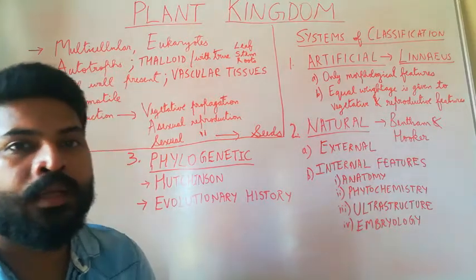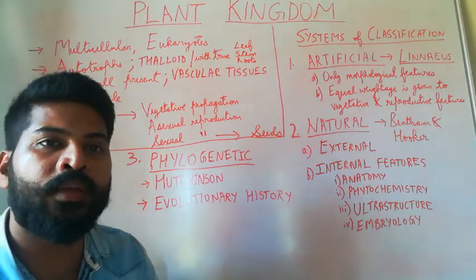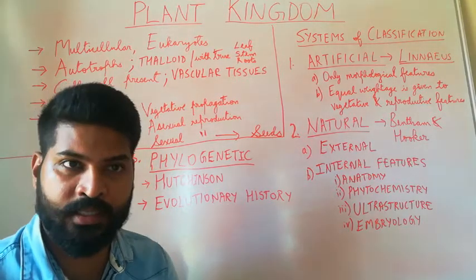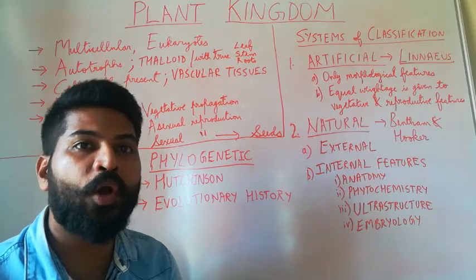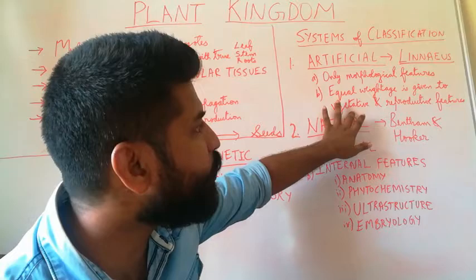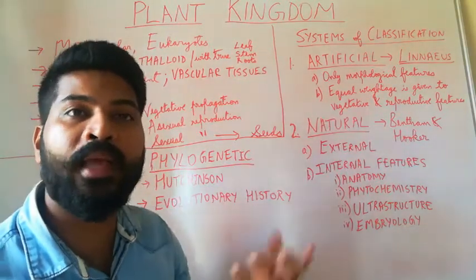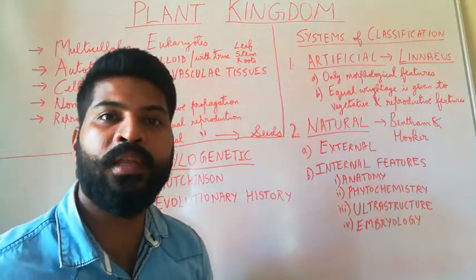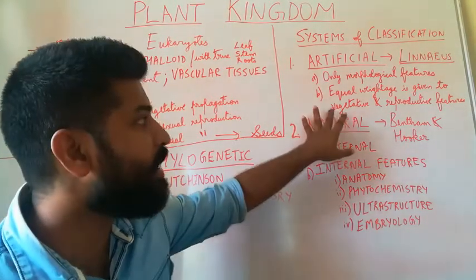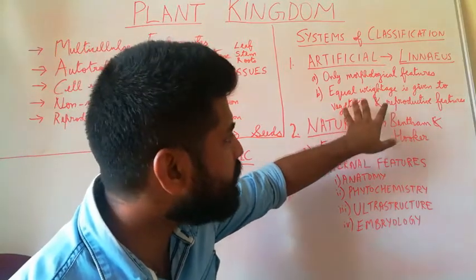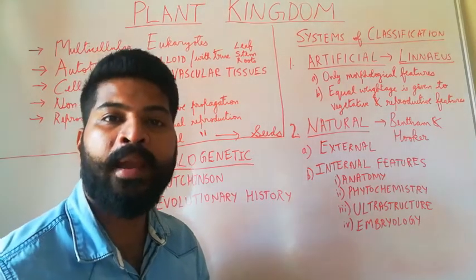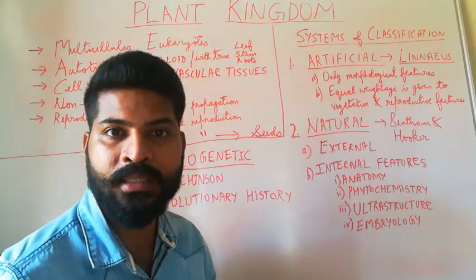And also equal weightage was given for the vegetative features as well as the reproductive features, which is actually wrong, because we know that the morphological features or the vegetative features are easily influenced by the environment. In some season the number of leaves may be less, or the shape will be different, or the color may be different. So these are easily affected by the environment. This is given equal weightage with the reproductive features such as the shape and number of the stamens, etc., which is wrong.